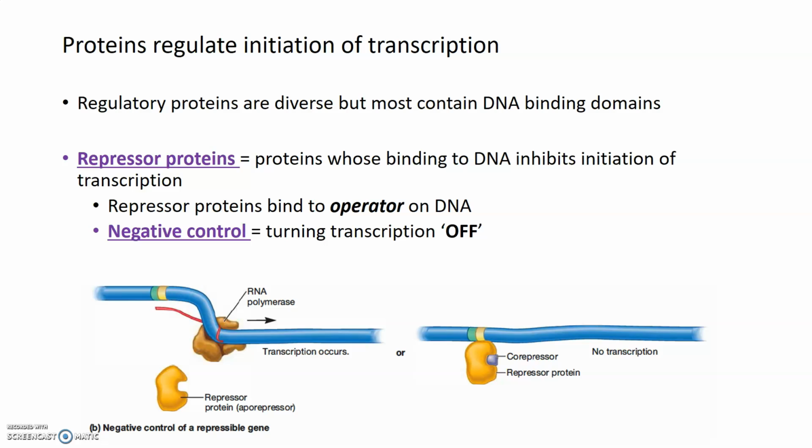And so when a repressor protein is working, it's turning transcription off. You can see this repressor here binding to the operator in yellow. Transcription was going along just fine, but when that repressor is there, transcription gets turned off.